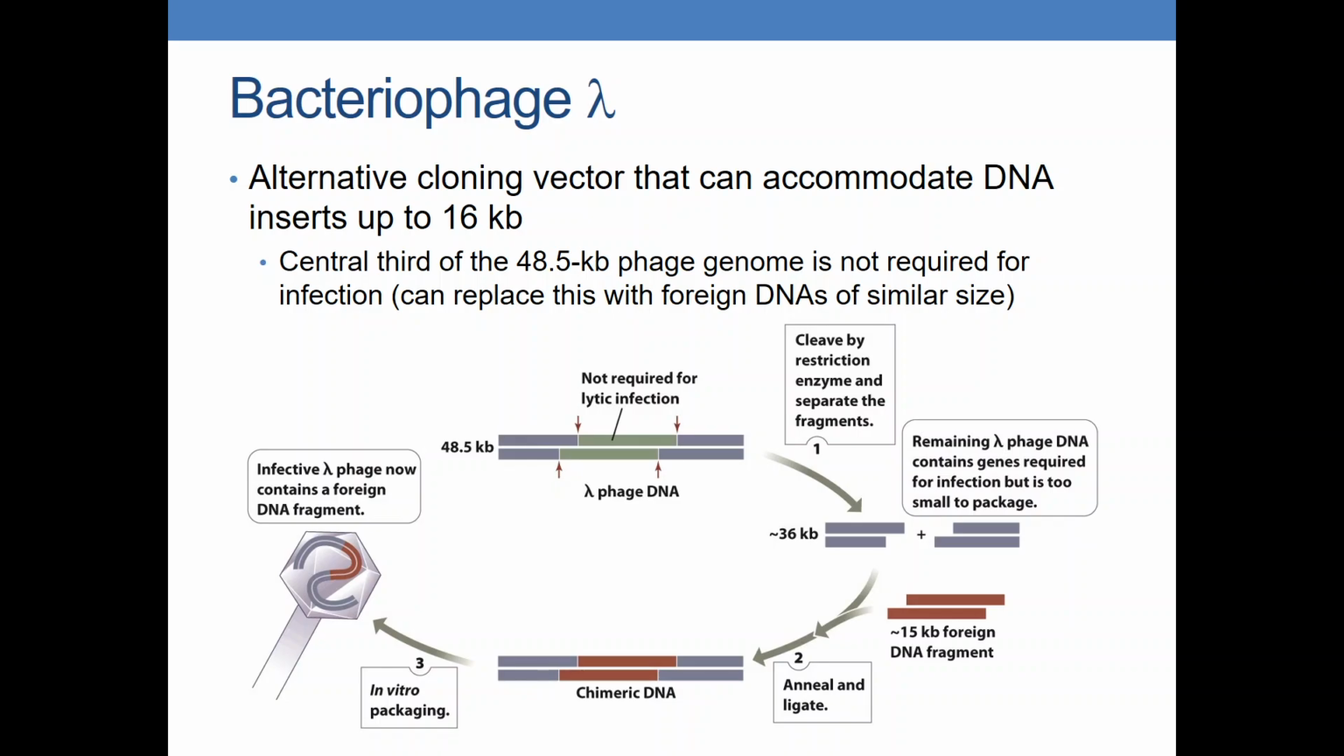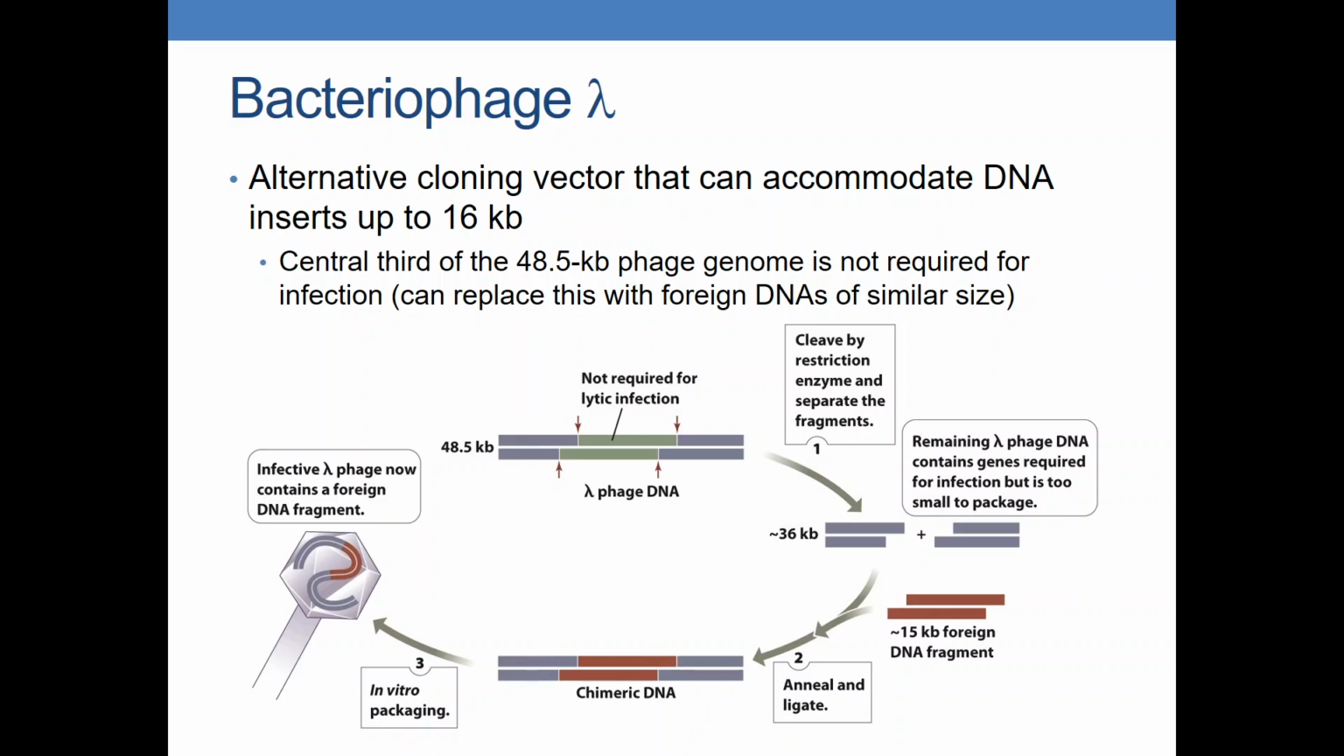But before you make it to the point of DNA packaging and all of that, via sticky-ended cloning, you can anneal and ligate a foreign DNA fragment that is about 15 kilobases into it to make what is referred to as a chimeric DNA. So basically what you've done is cut out the bit of DNA that is not required for lytic infection, and you have pasted in a foreign DNA that you are interested in. You have annealed and ligated, and now you have a phage DNA that carries your DNA of interest but is of the appropriate length.